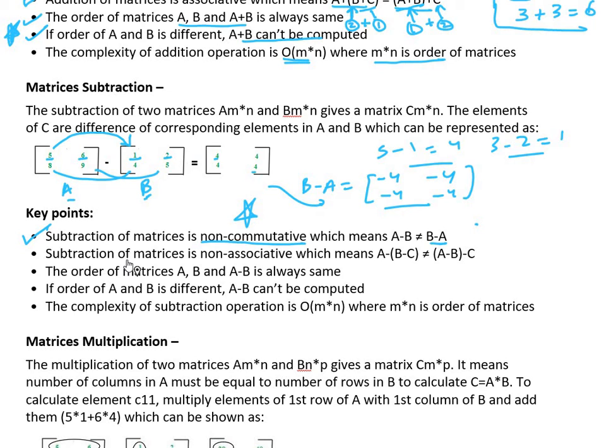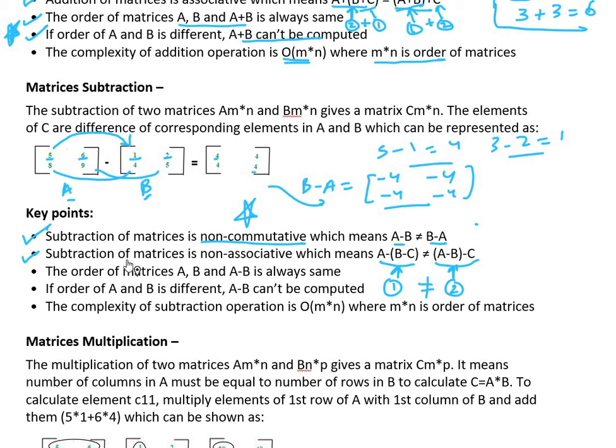Similarly, subtraction of matrices is non-associative, right? This will also yield very different results. These two operations, let's say first we do this and then we do this, will be totally different operations, just because of the same reason we just saw for A minus B and B minus A. It will give us negative terms and the results will be quite different for both of them. So this is another important property. Subtraction of matrices is non-associative.